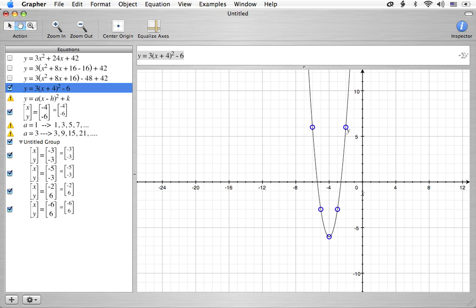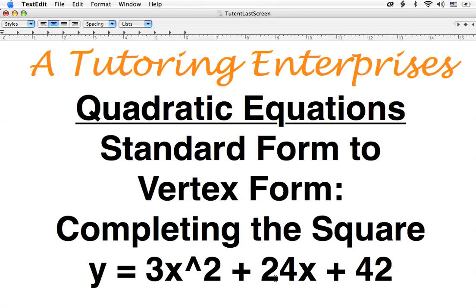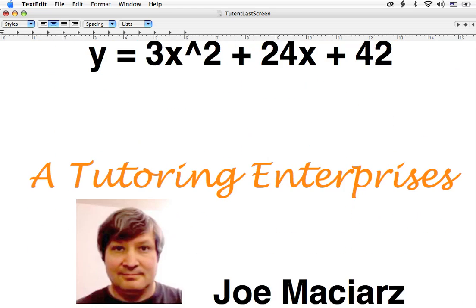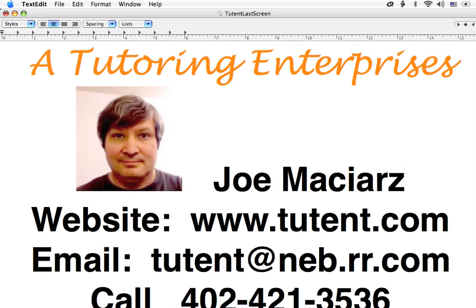Let's go ahead to the final screen at the end. Again, this has been Tutoring Enterprises, and we were studying the quadratic equation 3x squared plus 24x plus 24. And we were turning it from that standard form into vertex form by completing the square, and then we were graphing it.